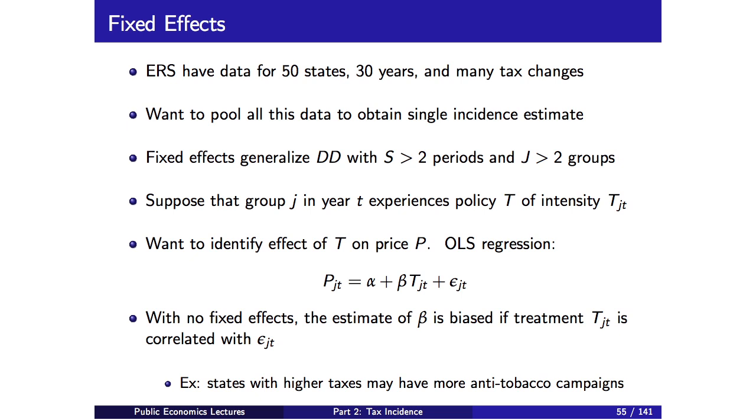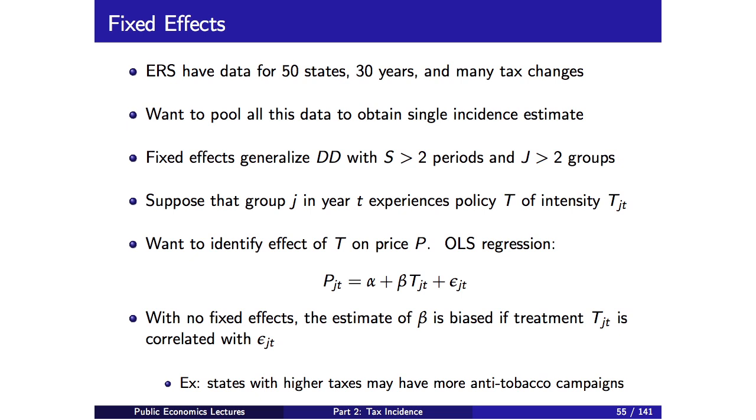So they have data for 50 states, 30 years, many tax changes. You want to pool all that data to obtain a single incidence estimate rather than drawing a separate graph for each of the 200 experiments. So what we do is a fixed effects estimator, which generalizes DD with S greater than 2 periods and J greater than 2 groups. So suppose that group J in year T experiences a policy, like a tax, of intensity T sub JT. So you can think of that as the tax rate, okay?